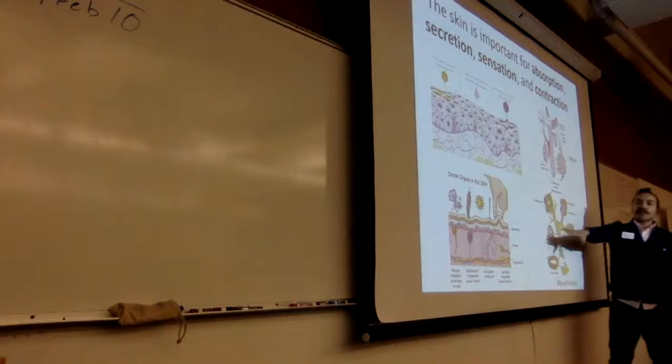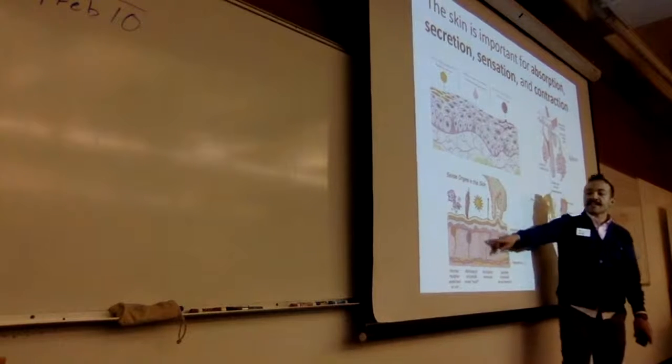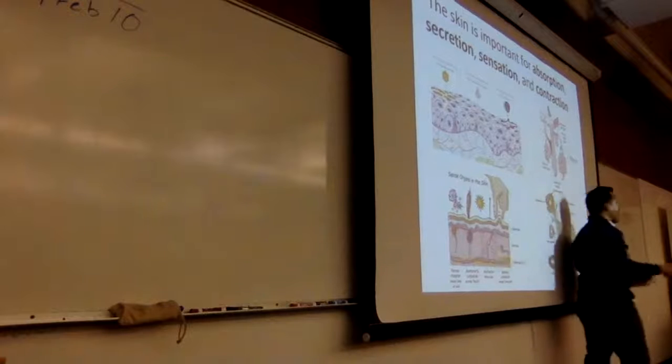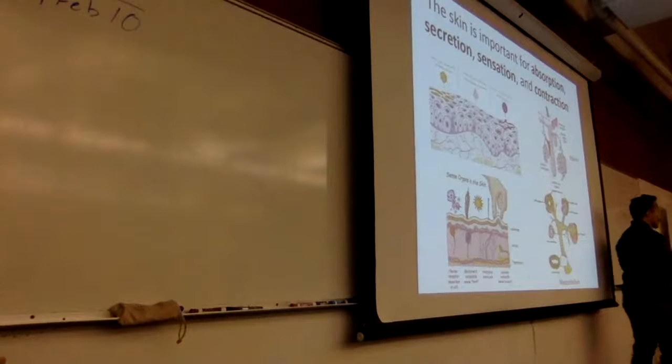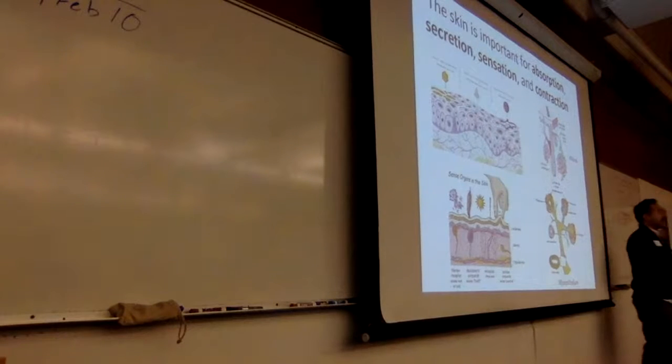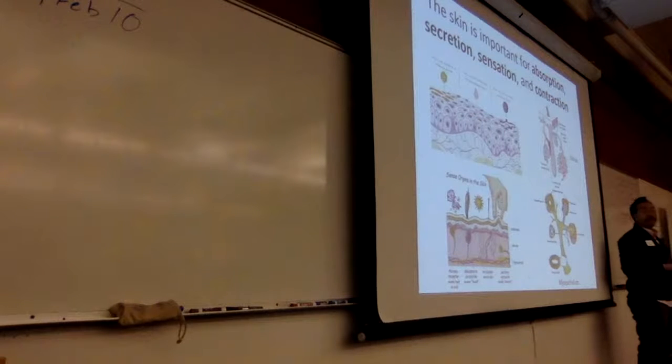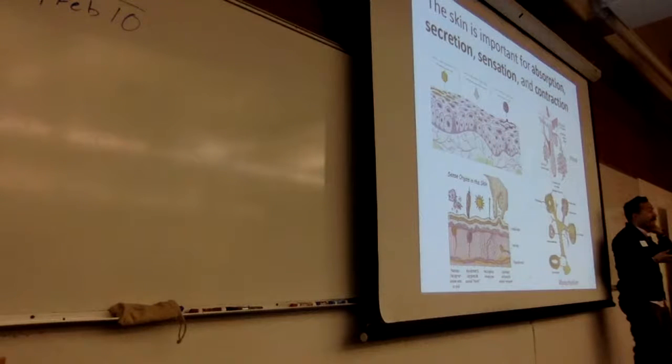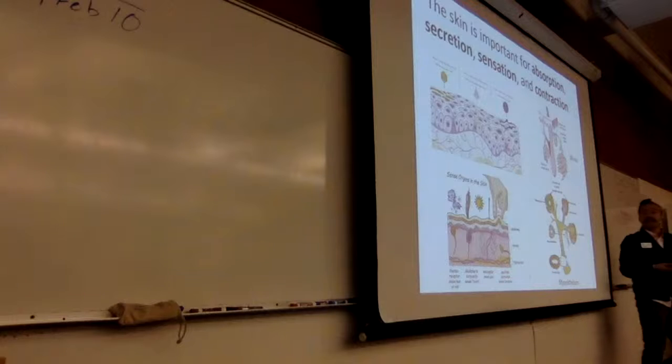We can sense things with our skin. There are a lot of nerve endings and special receptors to detect different types of touch, whether it's a light touch or hard touch, pressure, pain, itch, temperature. We need different receptors to detect those different things.